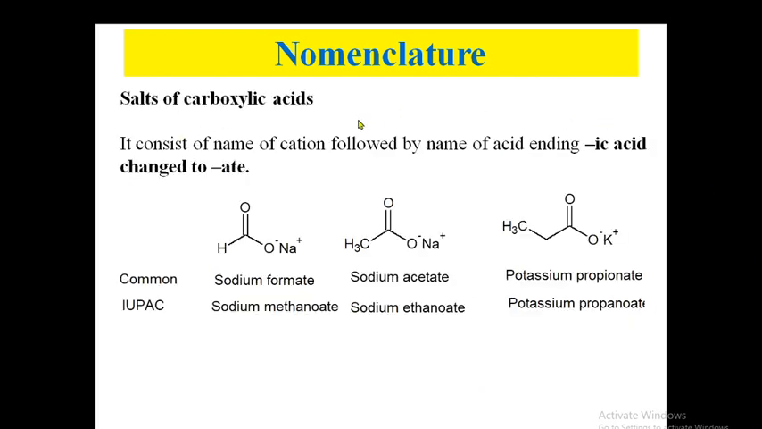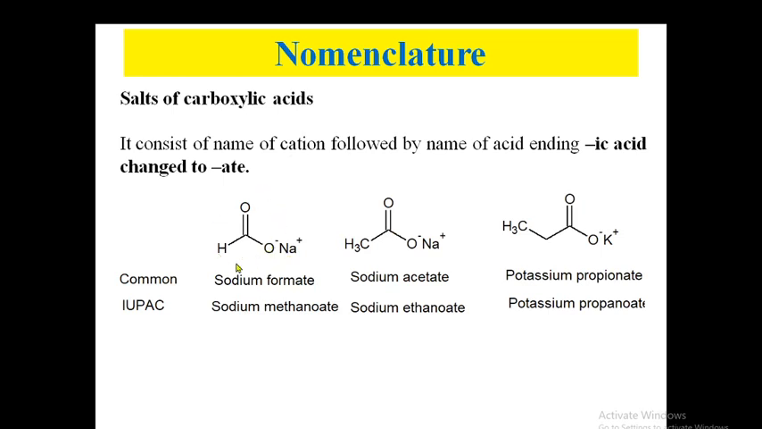Now let's see some salts of carboxylic acids and how they are named. If you have a salt, how is it going to be named? It's a simple method. The name involves the cation name followed by the acid name with the ending IC acid replaced by ATE. So you first write the name of the cation, and then the name of the acid, whose ending IC acid is replaced by ATE. You will get the corresponding salt of the carboxylic acid.